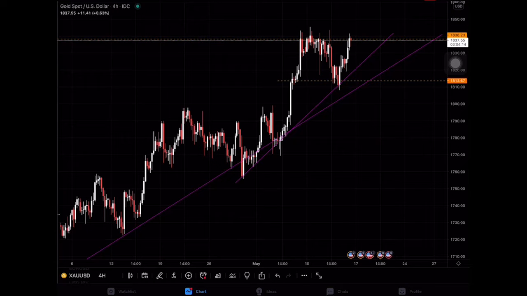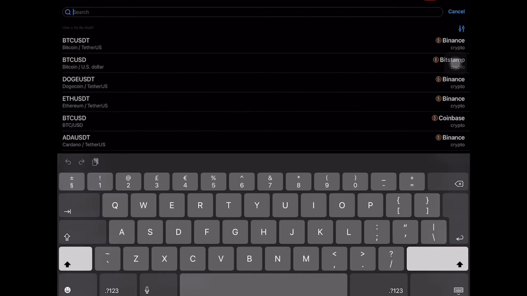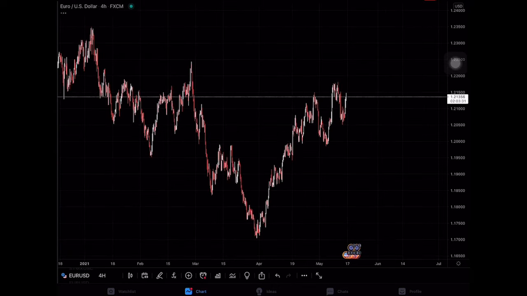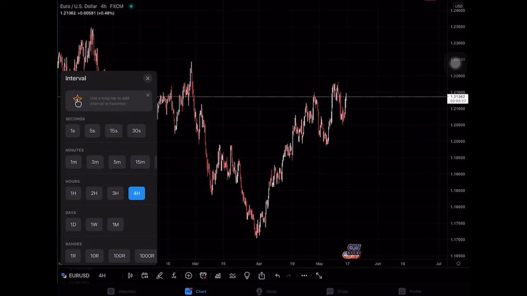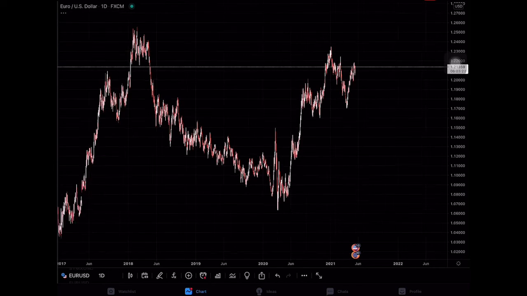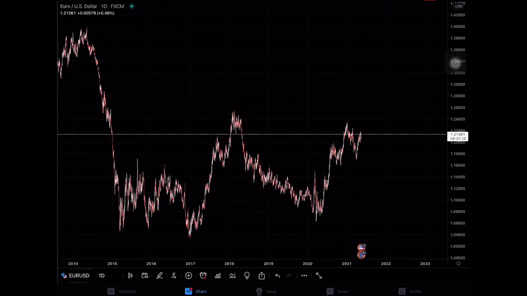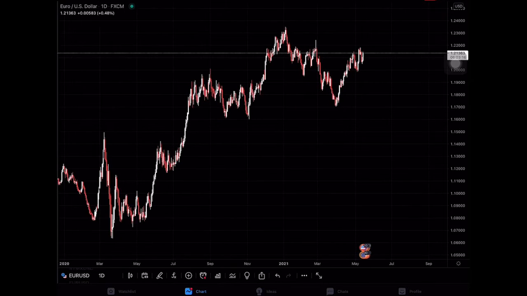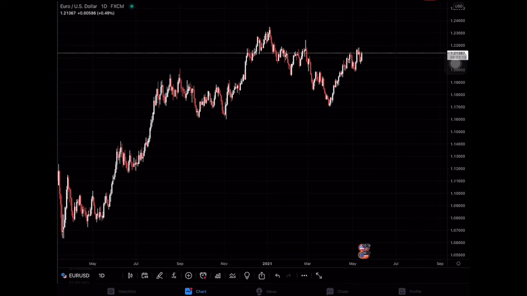Okay, now we do one more analysis. Maybe Euro USD. First of all, what is the trend of Euro USD? We look into the daily. That's the first thing. Where is our major support? Where is our major resistance? So don't look too far behind. We will look at the closest resistance and support first.